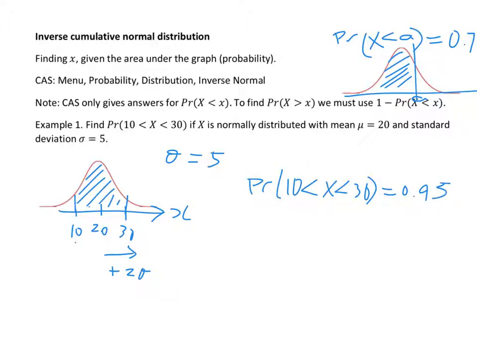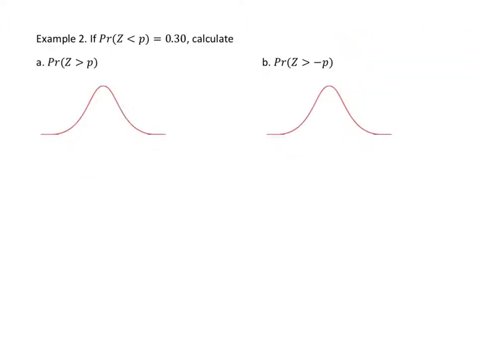If you wanted to use your calculator, then you just need to say what your minimum x value is, which is 10, your maximum x value, which is 30, what your mean is, which is 20, and your standard deviation is 5, and it should give you the same answer.